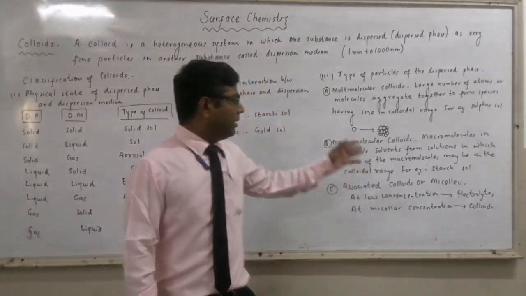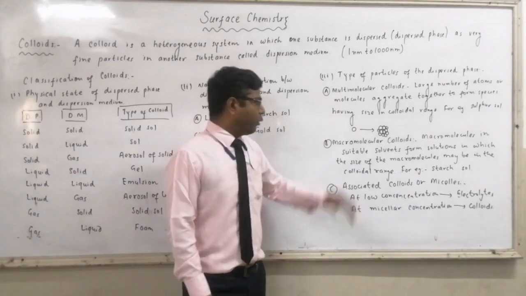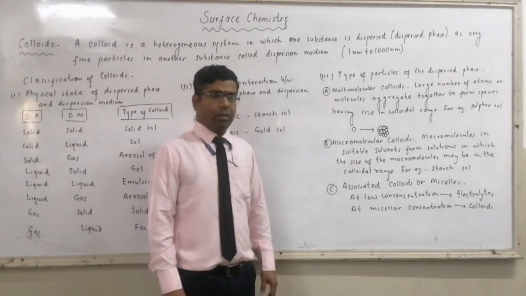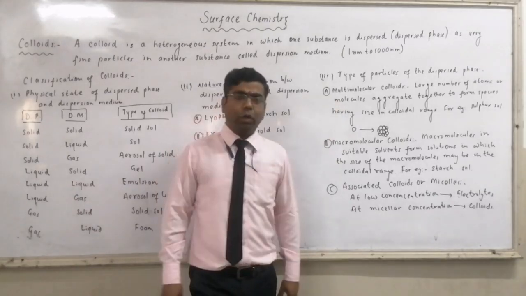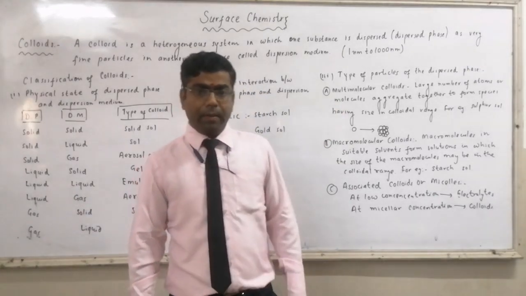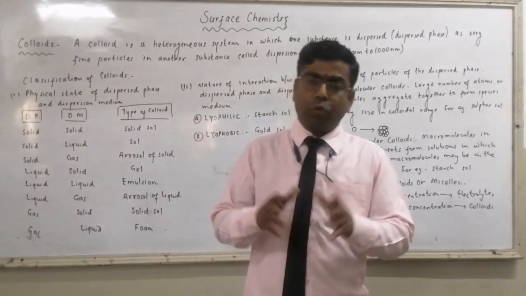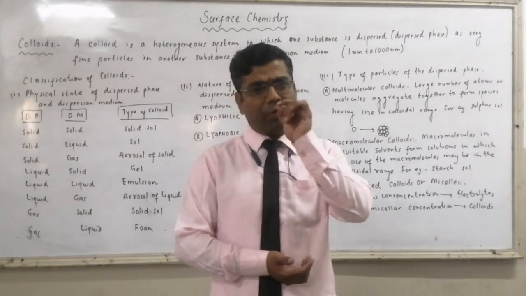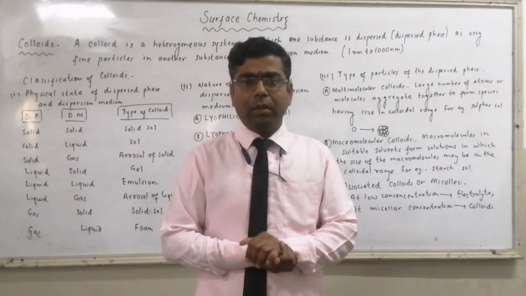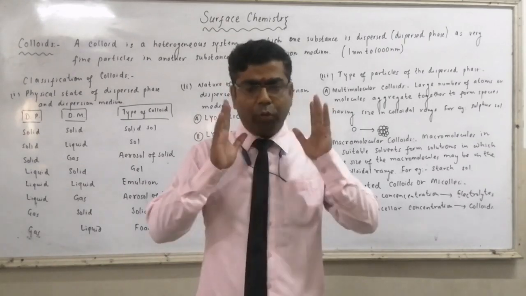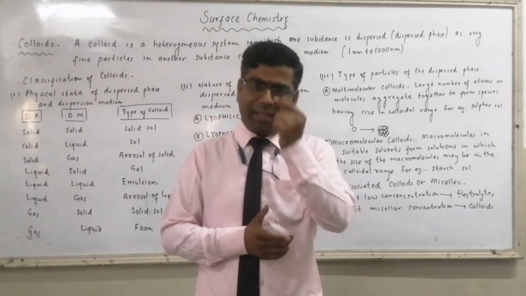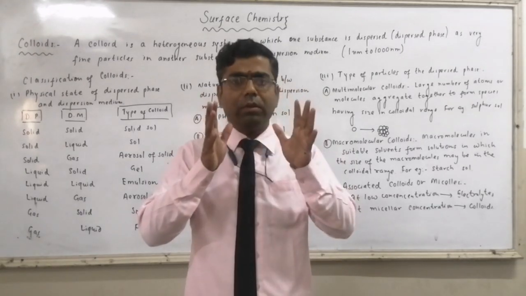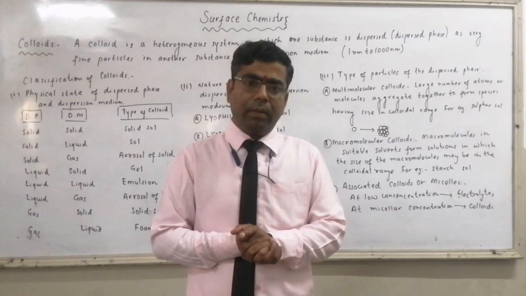On this basis, these are classified into three types: multimolecular colloids, macromolecular colloids, and associated colloids. First one is your multimolecular colloids. What happens? Suppose we want to talk about sulfur sol, then a single molecule of sulfur is very small. Its size is less than 1 nanometer. So a single molecule of sulfur will not form sulfur sol.